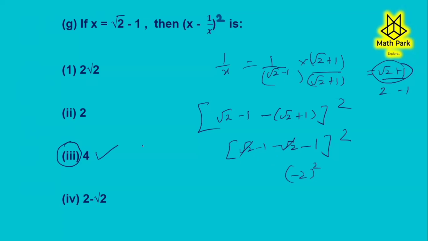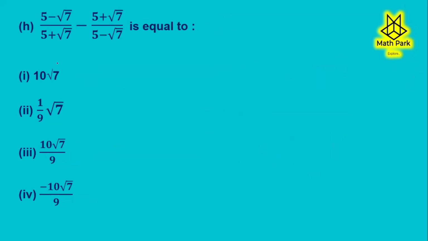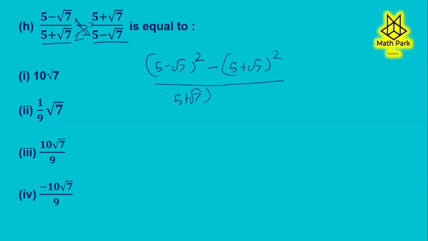And the last question of today's video. So let us take the LCM here. So 5 plus root 7 and here it is 5 minus root 7. So you'll have to multiply by 5 minus root 7 here. So we get here 5 minus root 7 the whole square, minus, multiplying by this you get 5 plus root 7 the whole square, and denominator you have 5 plus root 7 into 5 minus root 7.